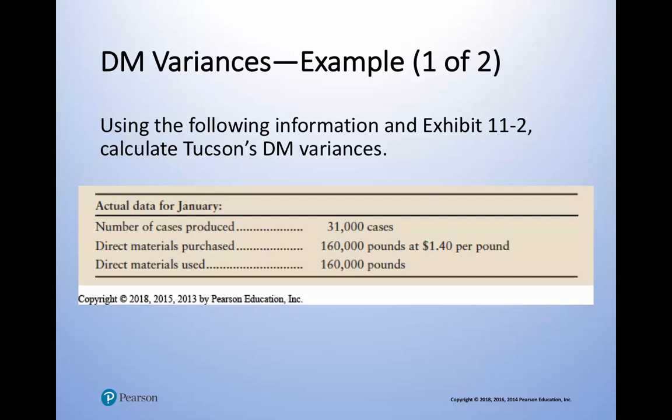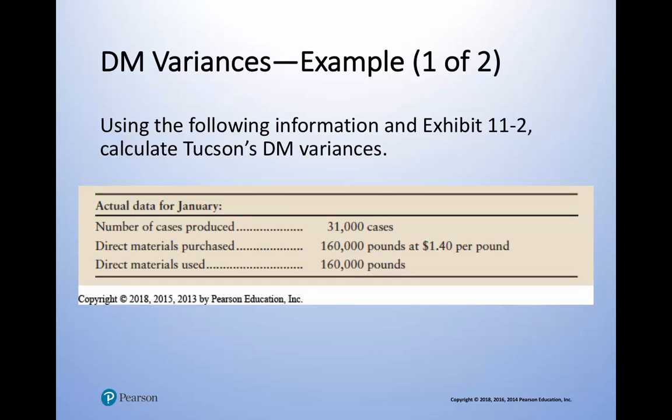And now here's the actual information. We actually produced 31,000 cases. We purchased 160,000 pounds at $1.40 a pound. And our direct material, we used everything we bought, so we have nothing left over for materials. In the real world, what we're going to focus on is that we always assume what we bought was the same as what we used.